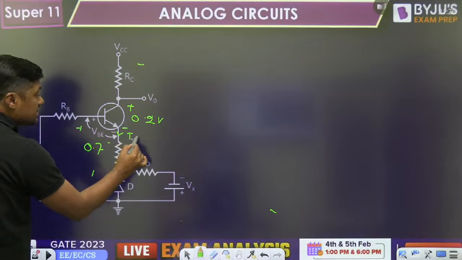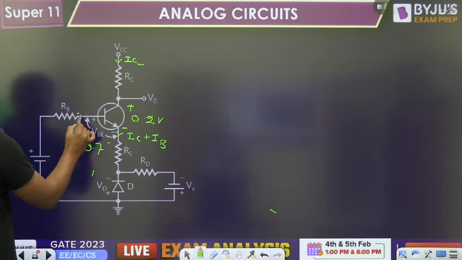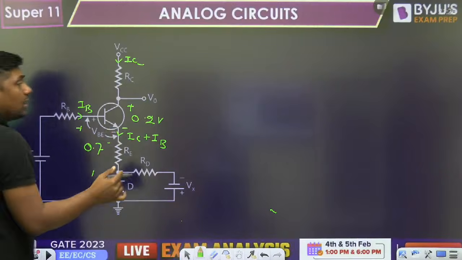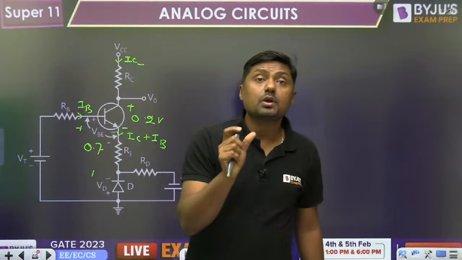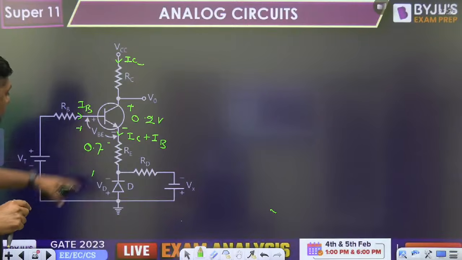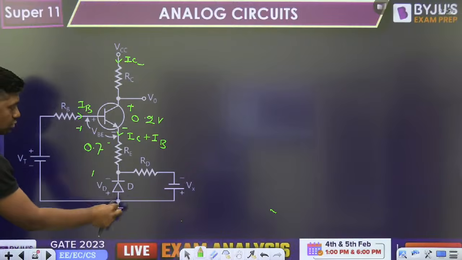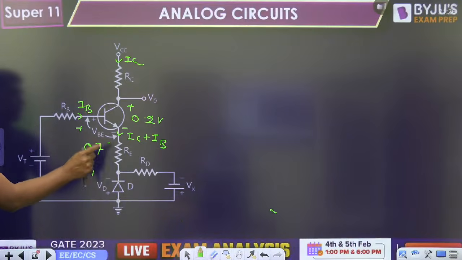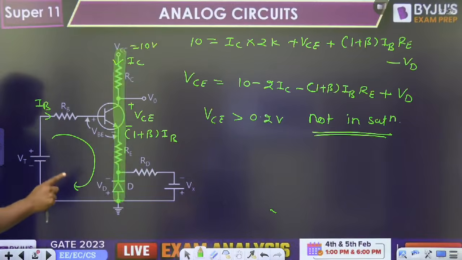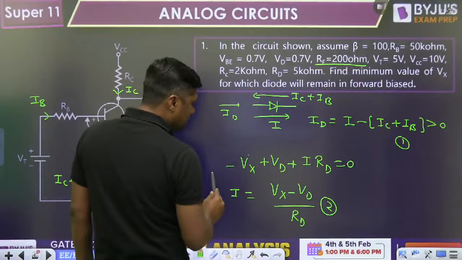But this time, it is IC plus IB, not beta IB. Here the current is IC, here the current is IB, and you have to write the 2 KVL. 1 KVL in this loop, 1 KVL in this loop, and you have to find the value of IC plus IB. You will get the 2 equations. From these 2 equations, you will find the value of IC and the value of IB. And then, my dear friend, you have to use the same formula again, this formula, to get the value of Vx.